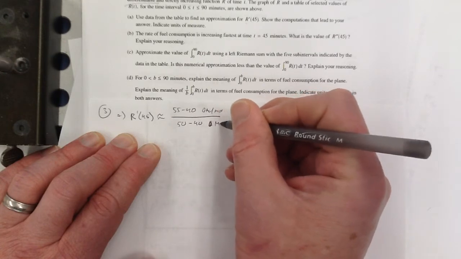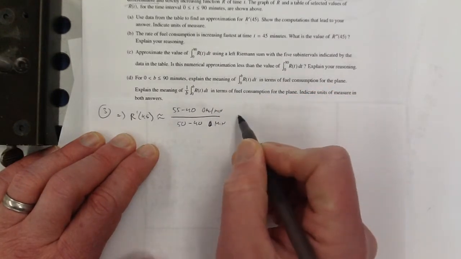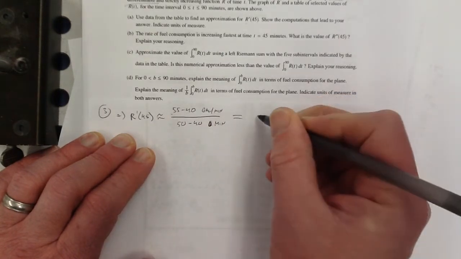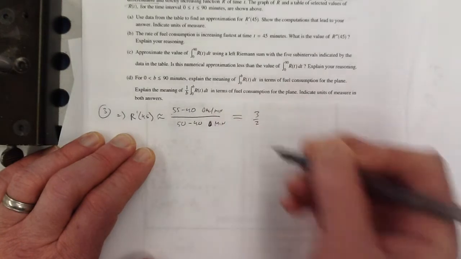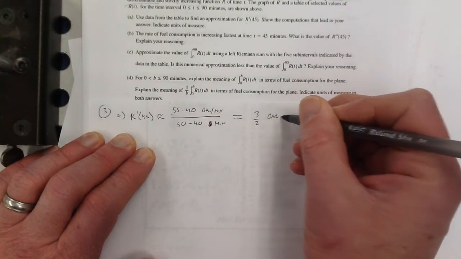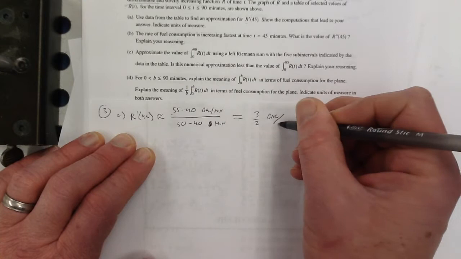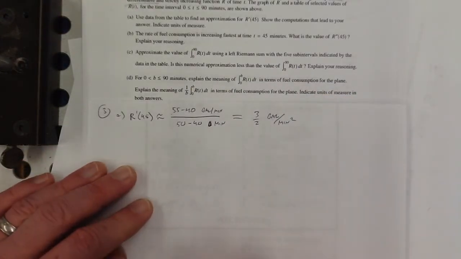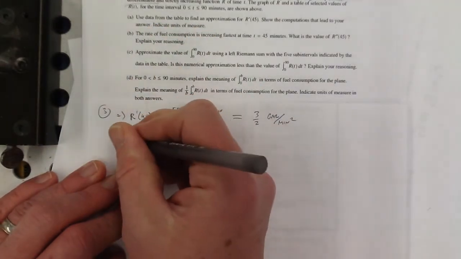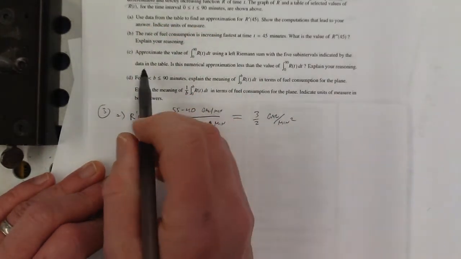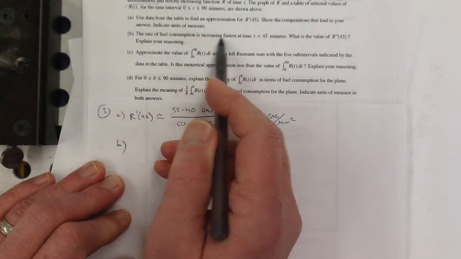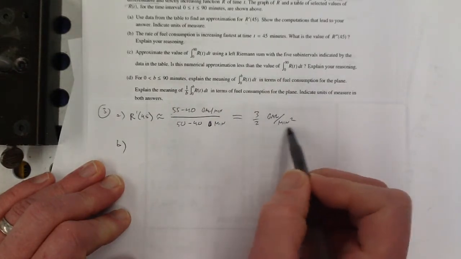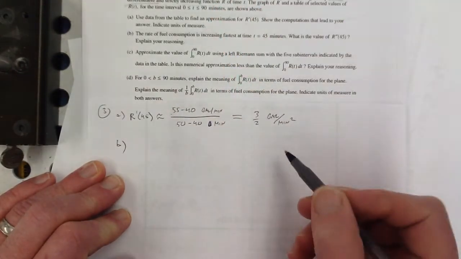And that is minutes. So I'm putting the units in here because it's going to help me get the right units on my answer. 3 over 2, and that's gallons per minute per minute. You can write it gallons per minute over minutes, or you can do that. And there's a point for the units. The rate of fuel consumption is increasing fastest at time 45 minutes. Okay, so in other words, this is the steepest.